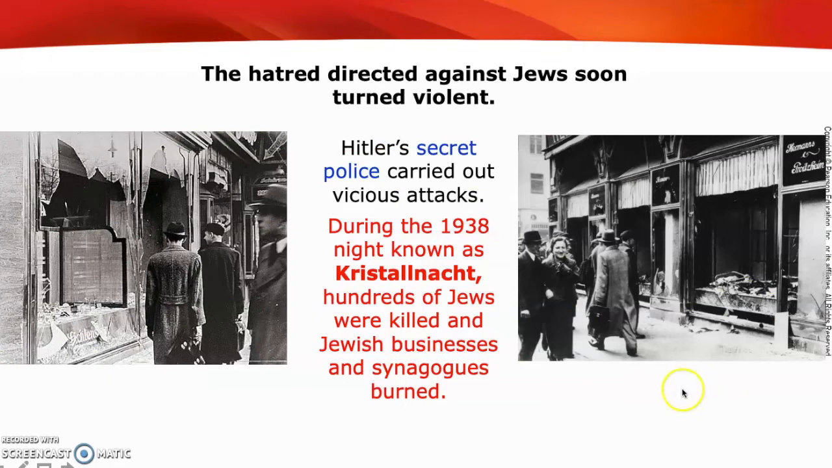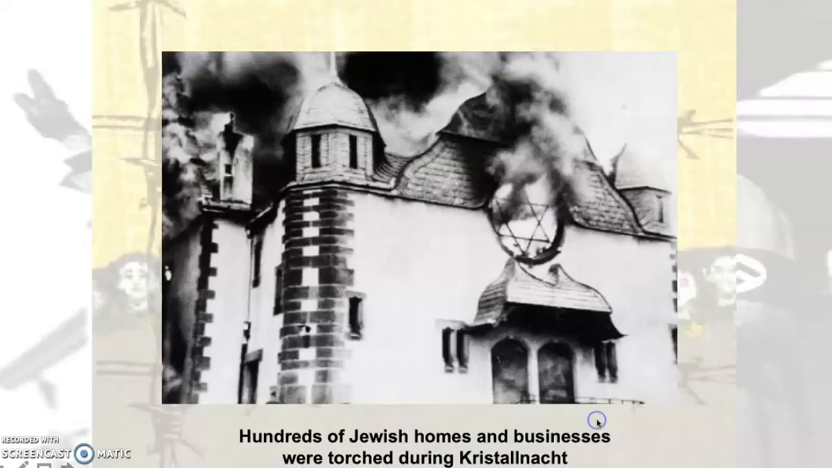All right, hatred. So because of all this happened, people are going to start committing violent acts against Jews, especially Hitler's secret police. During the 1938 night known as Kristallnacht, so this means Night of Shattered Glass, hundreds of Jews were killed and their businesses and synagogues were all burned down. So you can see they're shattering the glass of their businesses and they're burning their businesses.